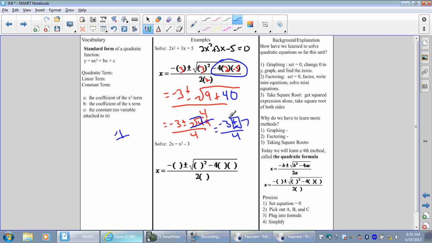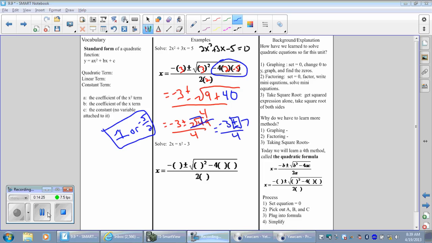And the other one, let's come back and do the negative. Negative 3 minus 7 is negative 10. And negative 10 over 4 reduces to negative 5 over 2. Those are the two solutions to this quadratic. So, again, working with the quadratic formula, you have to memorize it. All right? You have to know the formula if you're going to be able to use it.